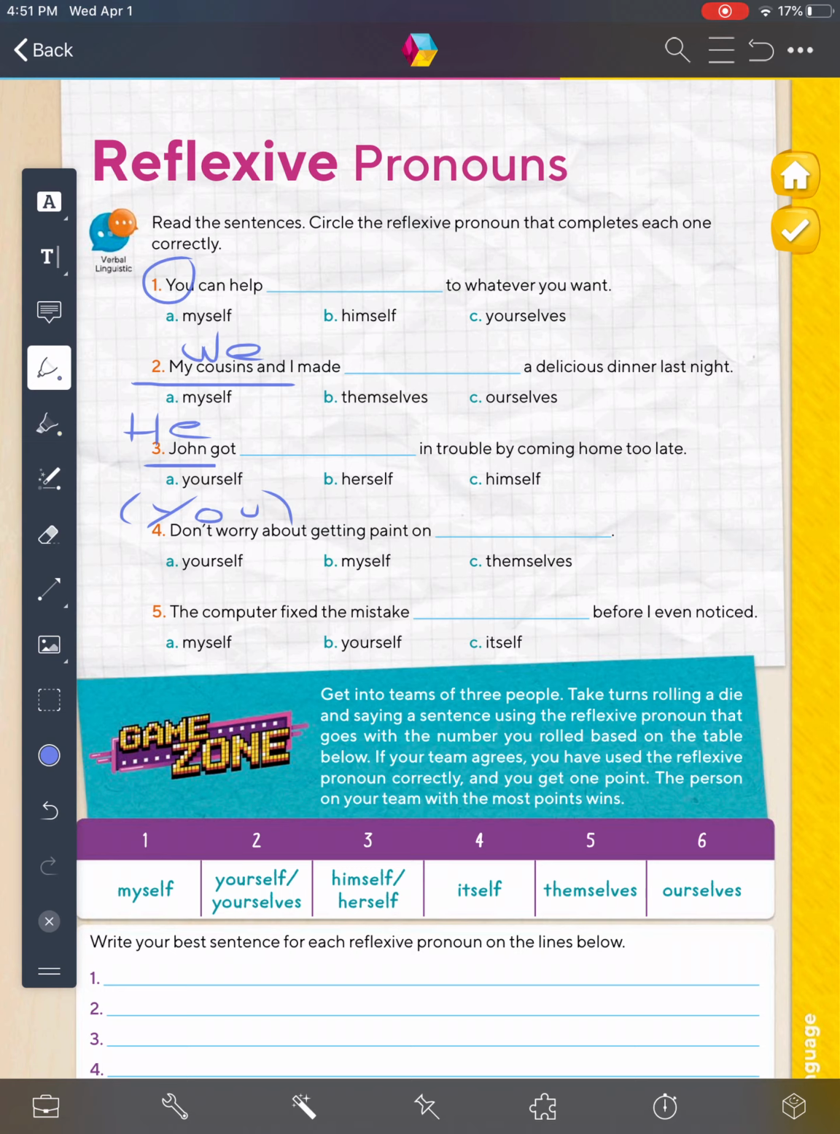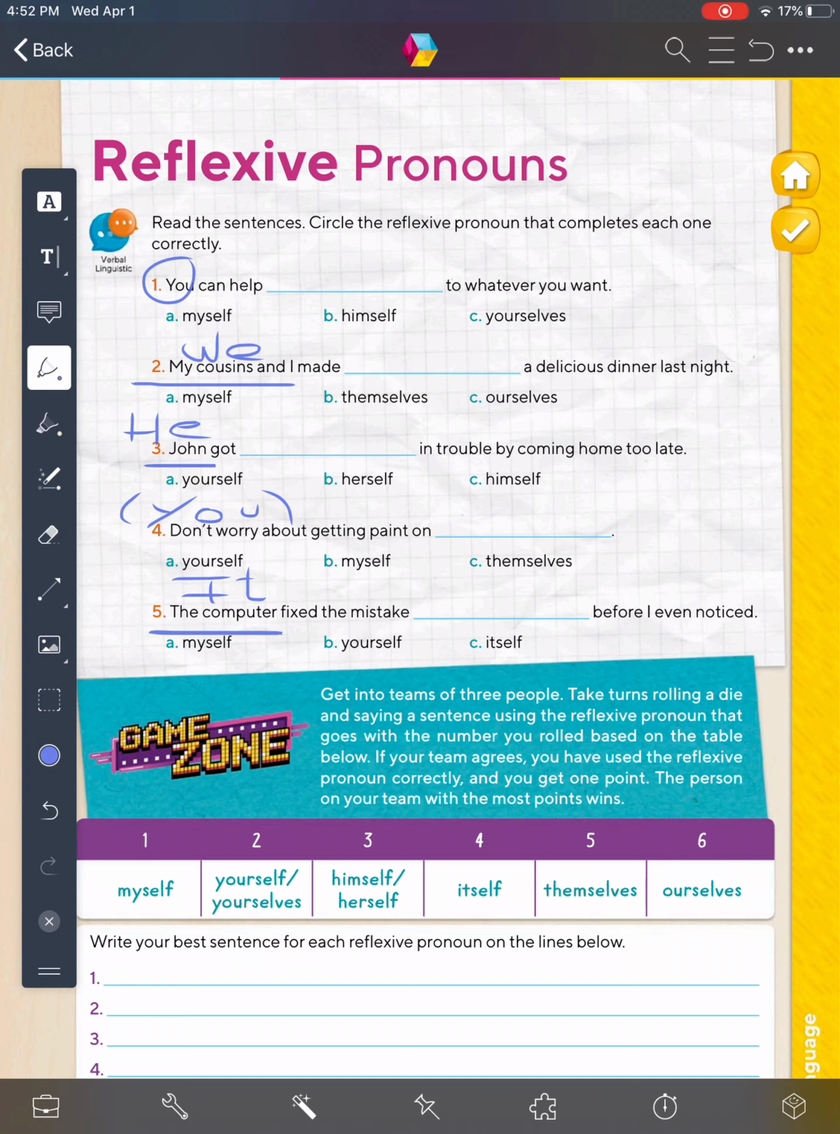Number 5. The computer fixed the mistake before I even noticed. The computer. What is the subject pronoun to replace this subject? We're talking about a thing, so the proper pronoun would be it. What is the reflexive pronoun for it? You choose. So you know, it's not that complicated, right? But we need to pay attention to the details.